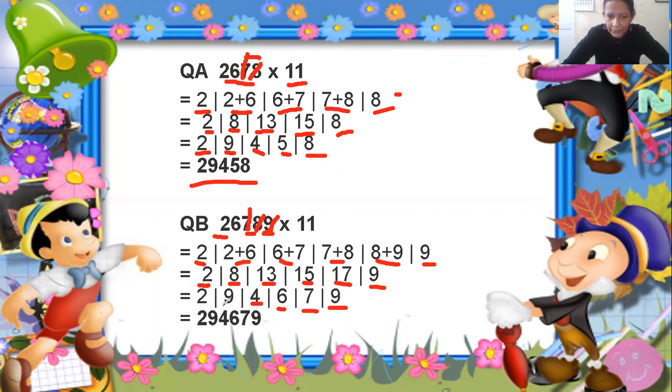8 plus 1 is 9. So you will write down here 9. And 2 you have to write down as it is. Now all the numbers are converted into single digit numbers. So you will write down all the numbers together, remove all the slashes, and 2, 9, 4, 6, 7, 9 is the final answer you have now got.